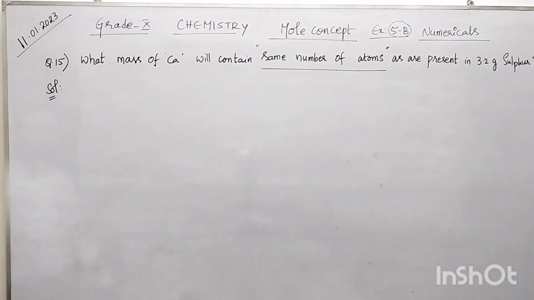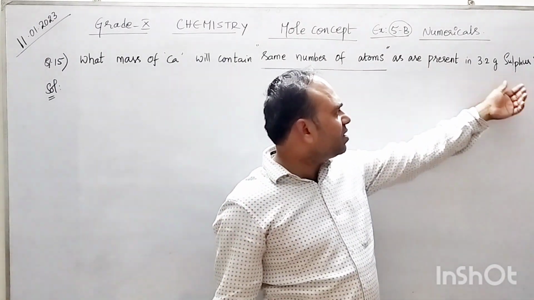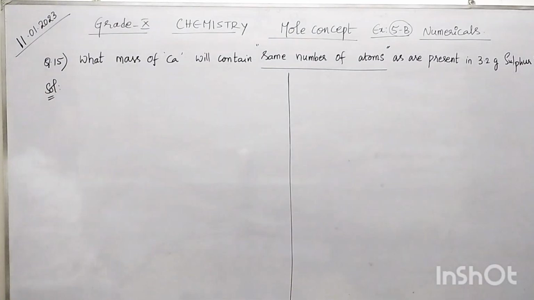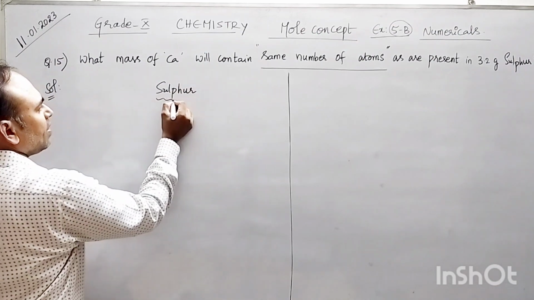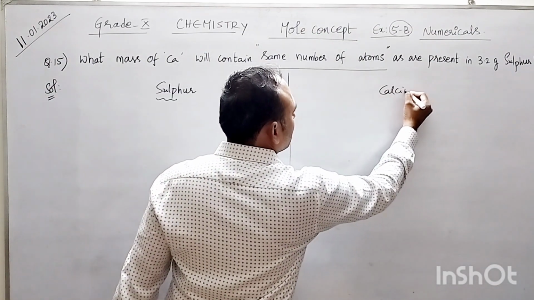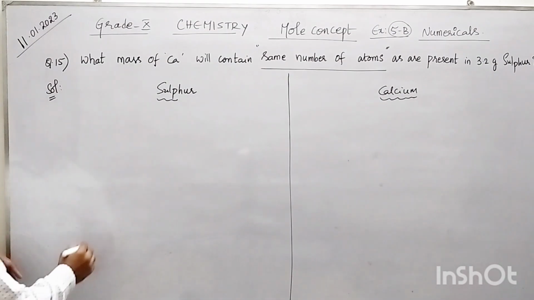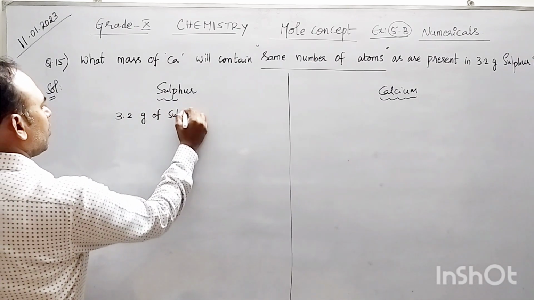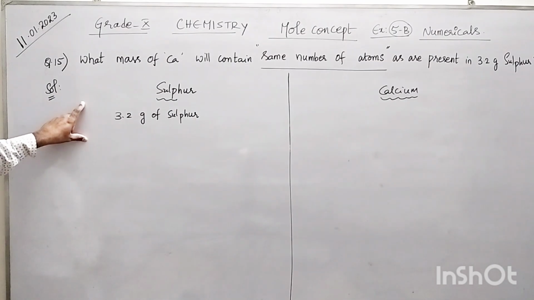Now question number 15, what mass of calcium has same number of atoms present in 3.2 grams of sulfur. So to understand the question, let us divide this into two parts. Number one for sulfur and second one is for calcium. So in this question they have mentioned 3.2 grams of sulfur. Let us see what will be the number of atoms present here. First let us calculate what will be the number of atoms.